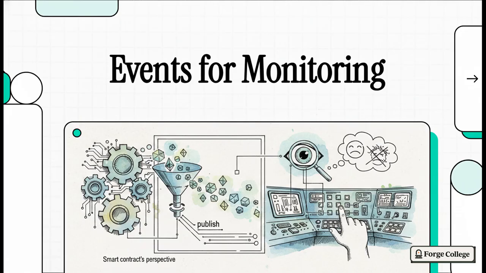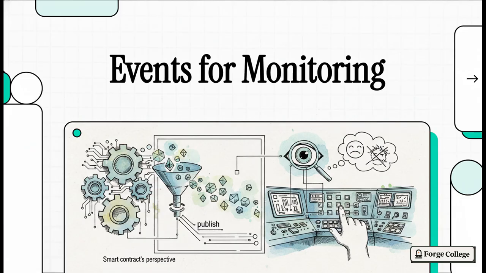Now, in our previous lesson, we hashed out the mechanics of listening to events off-chain, right? We talked about setting up subscriptions, pulling historical data, all that good stuff. But today, we're flipping the script entirely. We're going to engineer exactly what those smart contracts should be publishing in the first place.